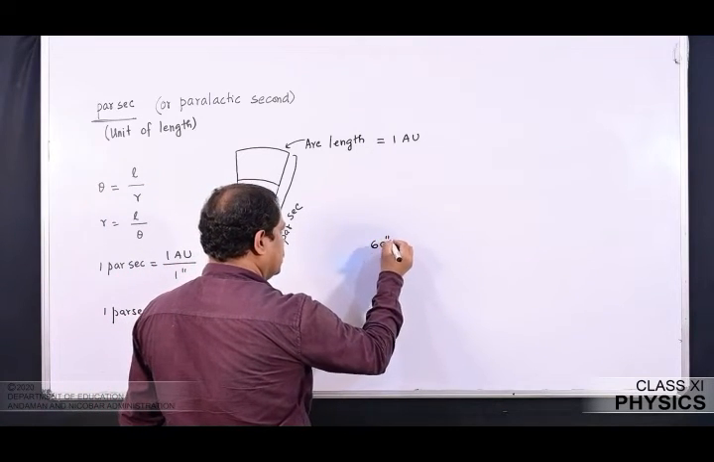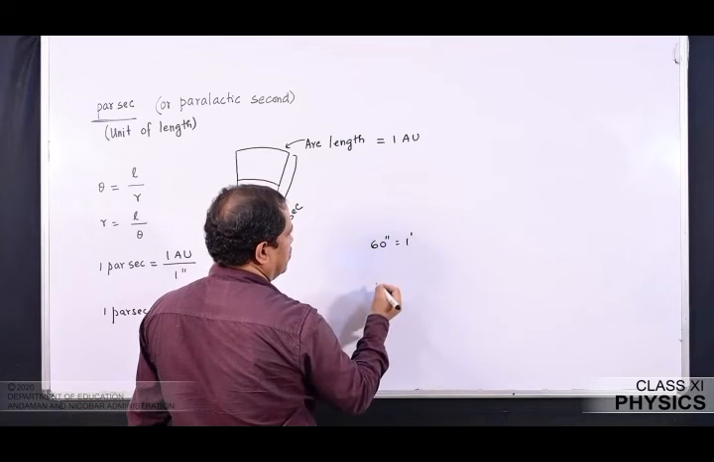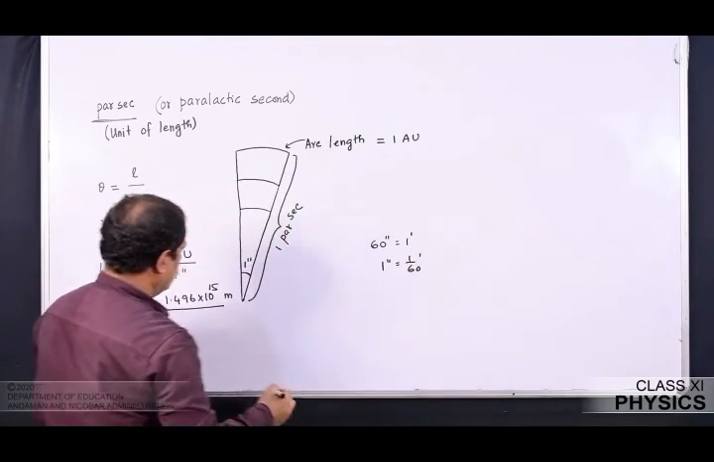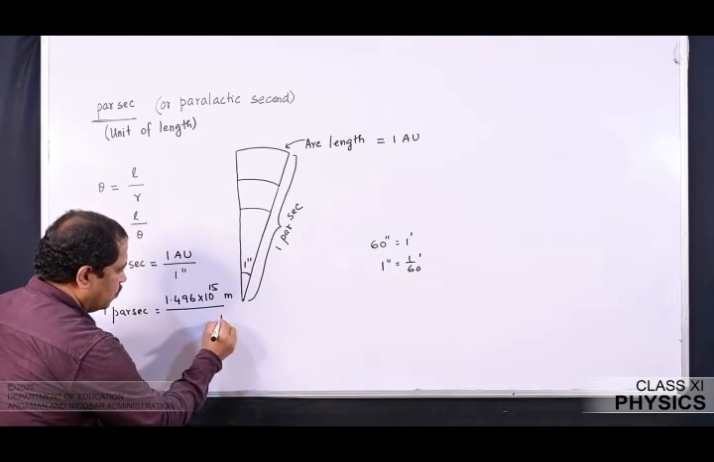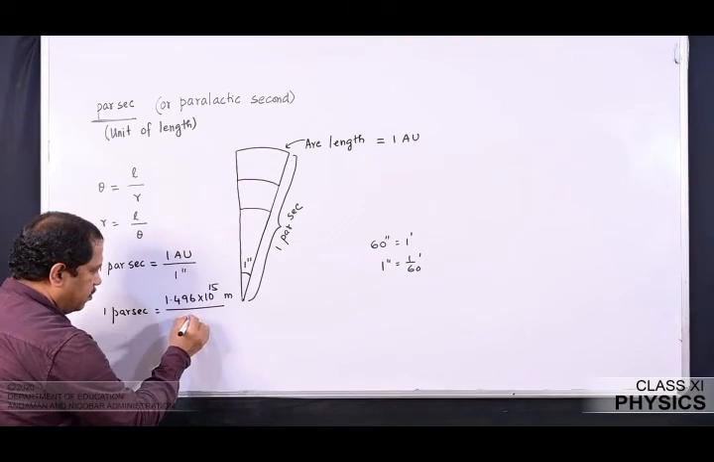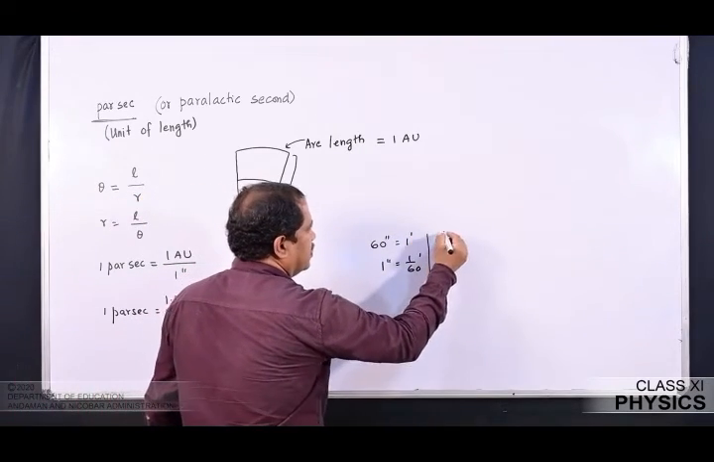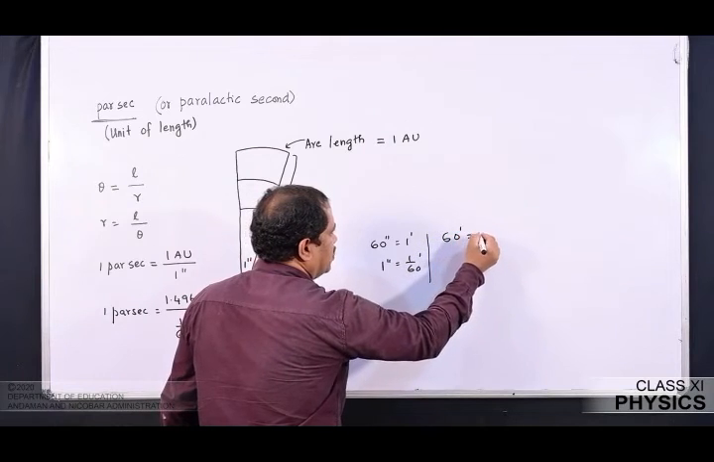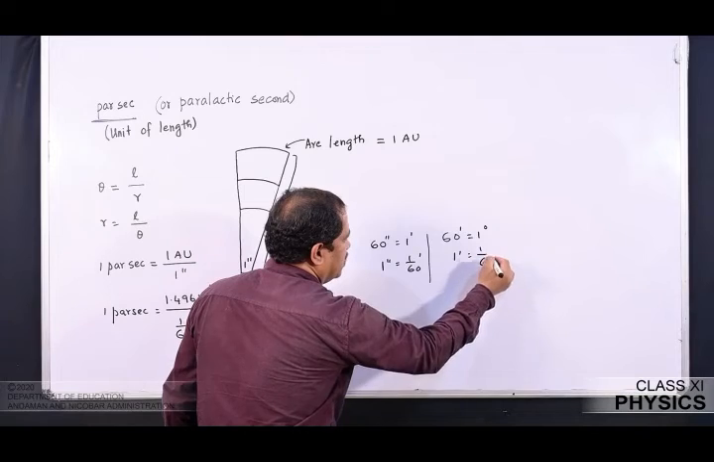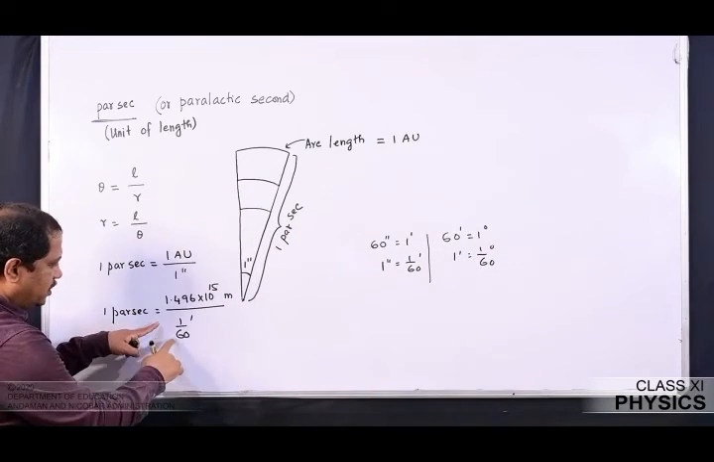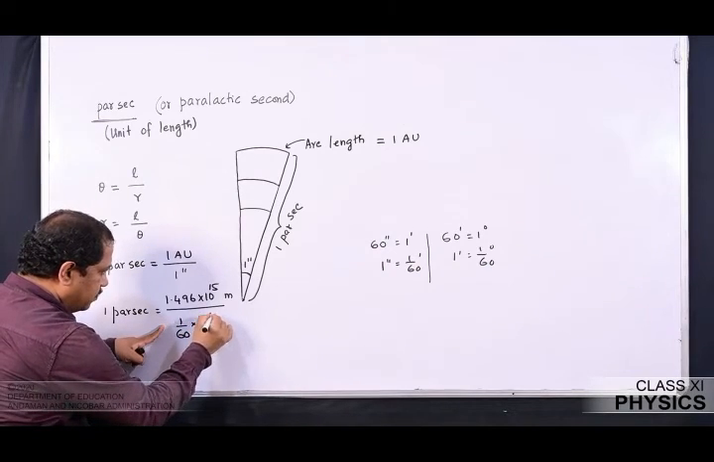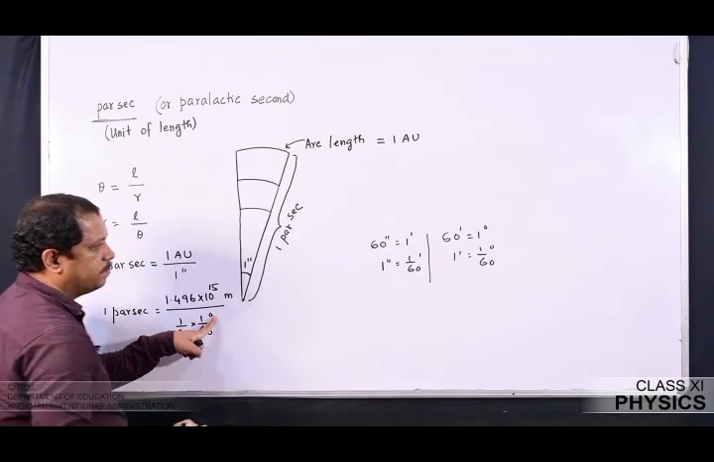60 seconds is equal to 1 minute. So 1 second is equal to 1/60th of a minute. So 1 second can be written as 1/60th of a minute. So let me put it like this, 1/60th of a minute. But I know that 60 minutes make 1 degree and 1 minute makes 1/60th of a degree. So if this is 1/60th of a minute, then the minute can be written as degree by writing 1/60th of a degree. Now this is 1 degree.